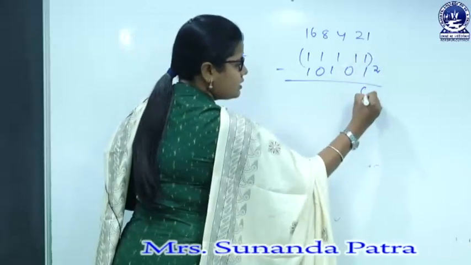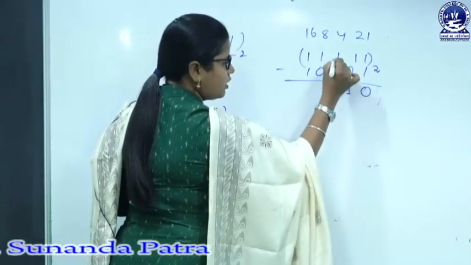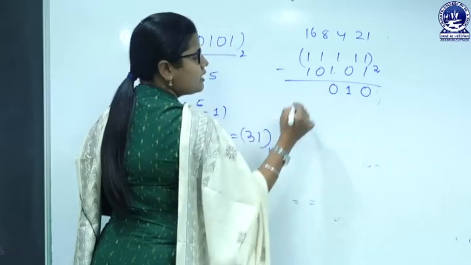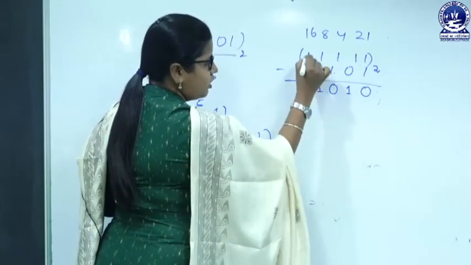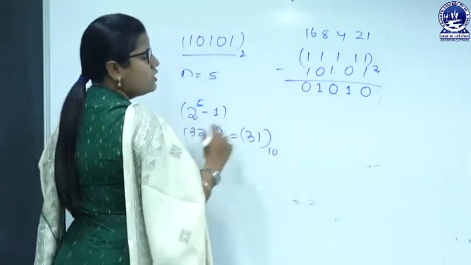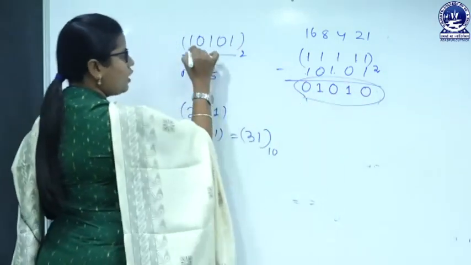1 minus 1, that is 0. 1 minus 0, that is 1. 1 minus 1, that is 0. 1 minus 0, that is 1. And 1 minus 1, that is 0. So this is the complement of this.